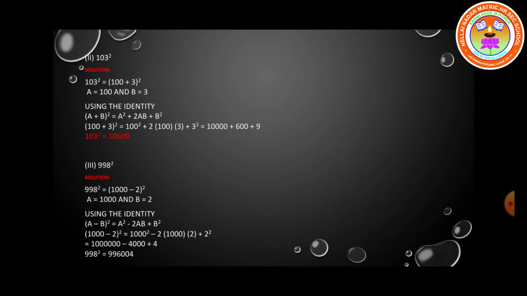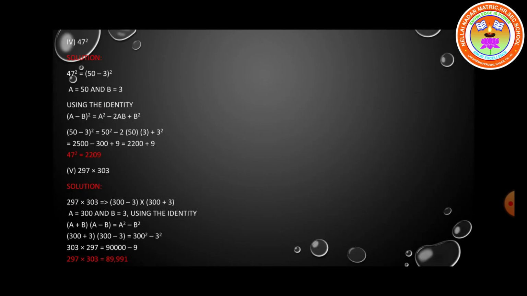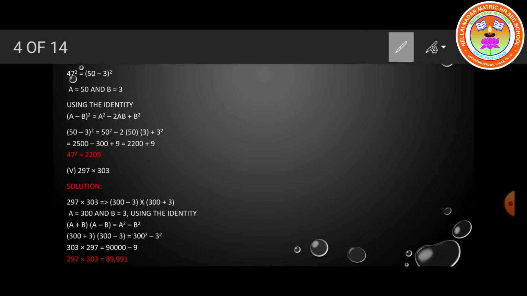Next sum, what? 47 square. 47 square can be written as 50 minus 3 the whole square. Using which identity? A minus b the whole square is equal to a square minus 2ab plus b square. First we are going to add the positive terms. What are the positive terms there? A square and b square. First put a is equal to 50, b is equal to 3. So how to add that one? We are going to see 50 square, a square.